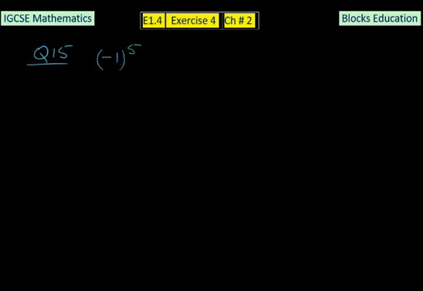In question number 15, it says minus 1 raised to the power of 5. So it's the same rule, it's a negative number and we have an odd power. It means the answer will be a negative number. We know that 1 raised to power anything will always be 1. So the answer is minus 1. Okay, let's see question number 26.